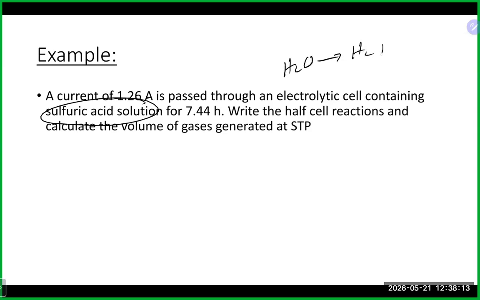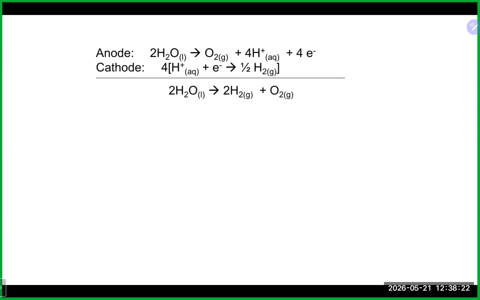So we are again breaking our water up. You don't have to worry about the half reactions. I'll give it to you here. So these are the half reactions that we saw earlier, so why don't you use that? What we're basically looking for in this case is the volume of oxygen gas and hydrogen gas at STP. STP again is standard temperature and pressure. That means the pressure is 1 atmosphere and the temperature is 273 Kelvin in this case.